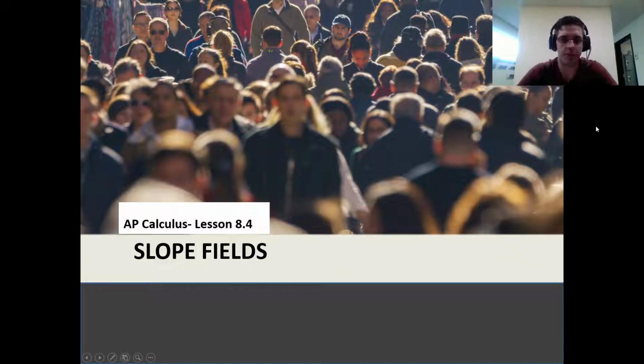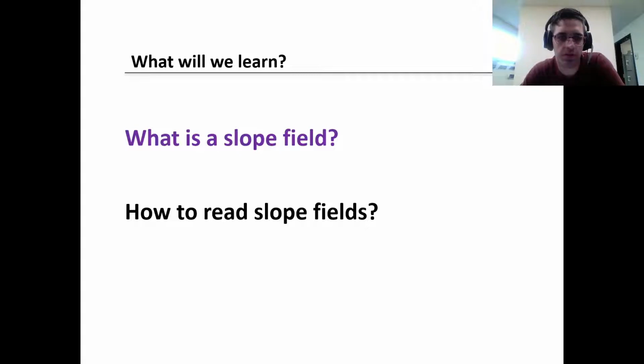So this is lesson 8.4 of our calculus class. Unit 8 is called Differential Equations and Slope Fields. Lesson 4 is called Slope Fields. So we've talked about differential equations. Now we're going to talk about what is a slope field and how do we read slope fields.